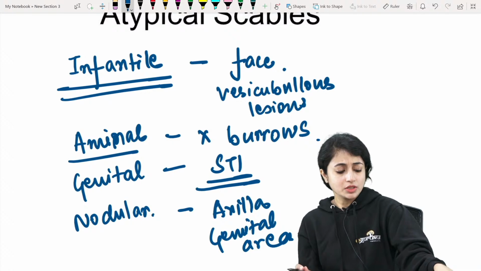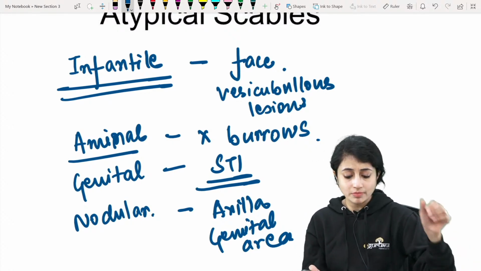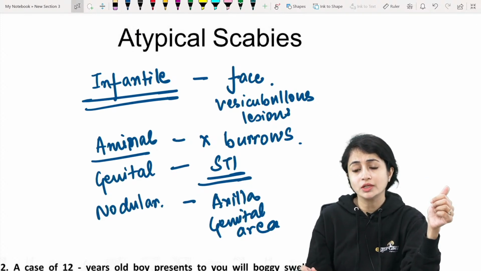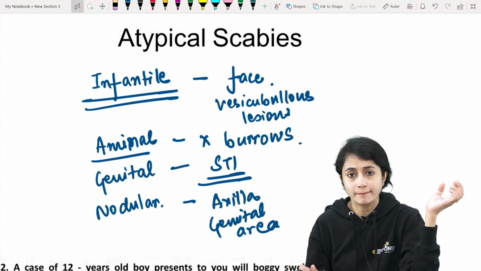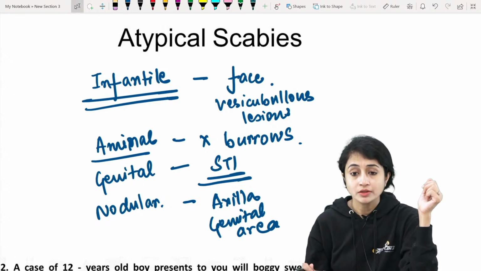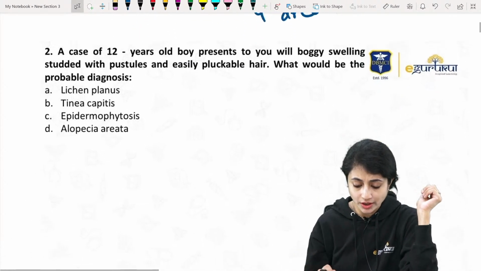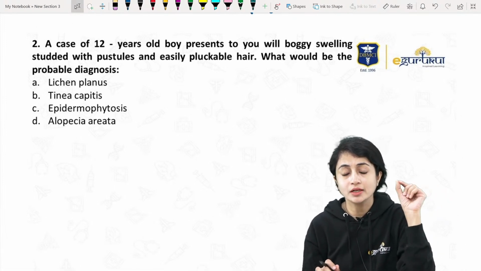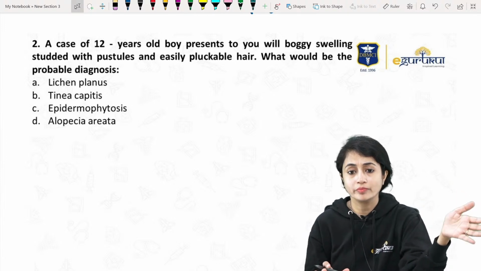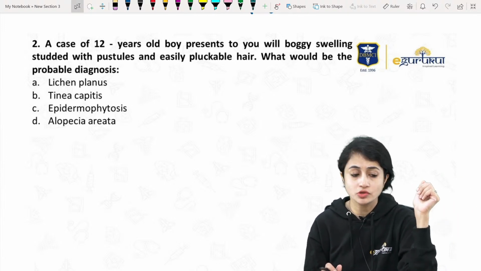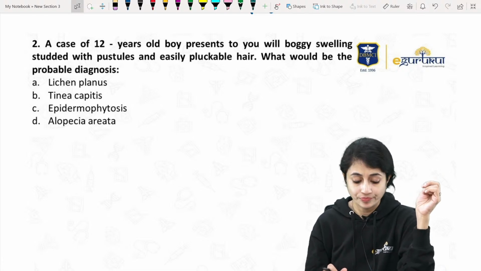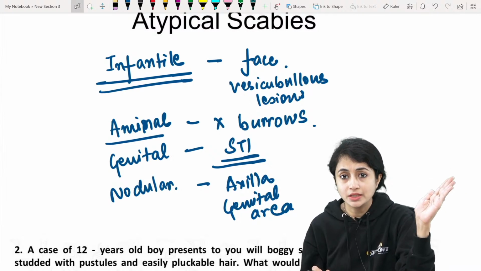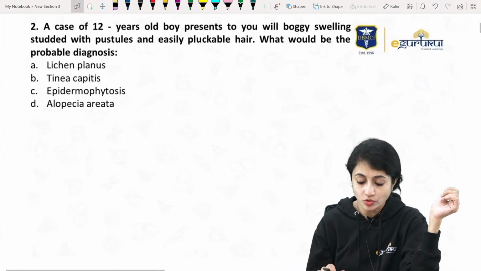Right? So these are some important points about scabies. I dealt with it in a little detail because scabies is something which is very commonly asked, and these are all important points here. Right? So is it clear? Moving on to the next question. Again, I would emphasize, if there's something you do not understand or you want to ask anything, feel free to put your messages in the Telegram app. Okay, so this was about scabies. Moving on to our next question.